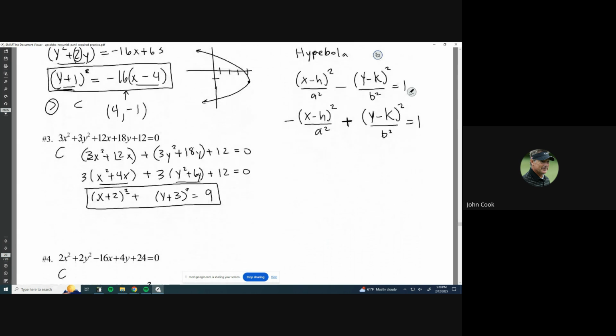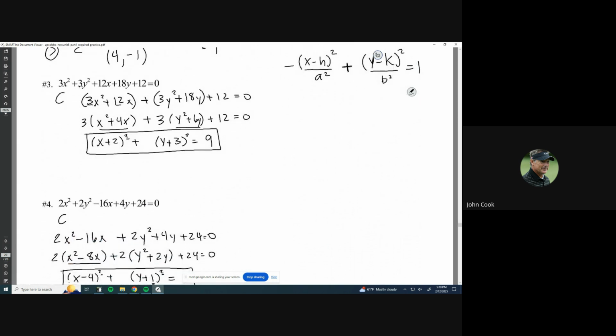That's the graph. With a circle, the opposite of the numbers in the parentheses gives you -2 for x and -3 for y. That gives you the center of the circle. So left 2 and then down 3. And then if you take the square root of that number, it's going to give you the radius. So the square root of 9 is 3, so the radius is 3.